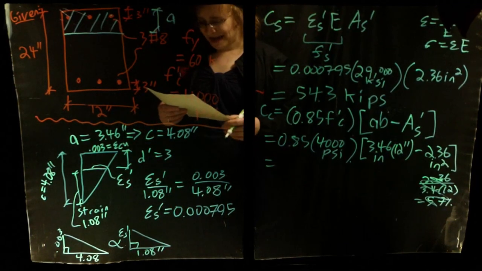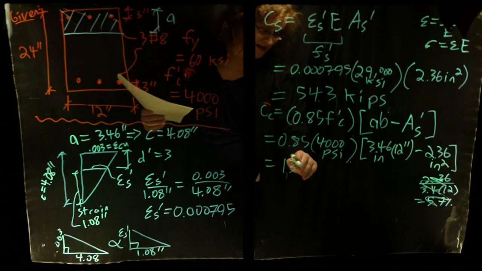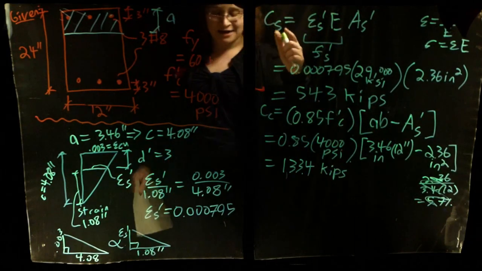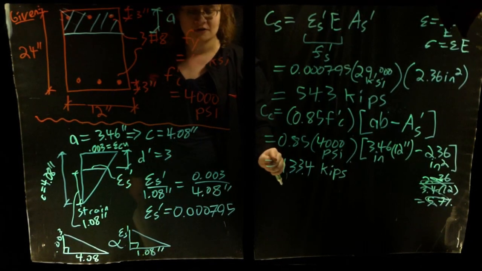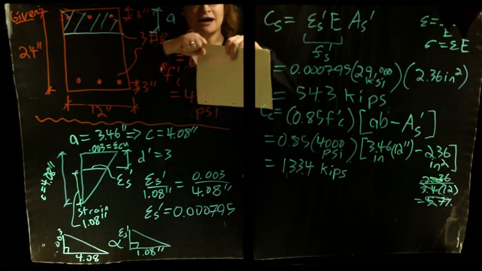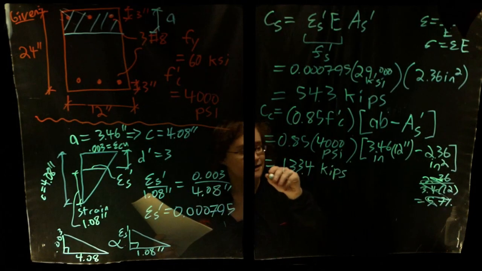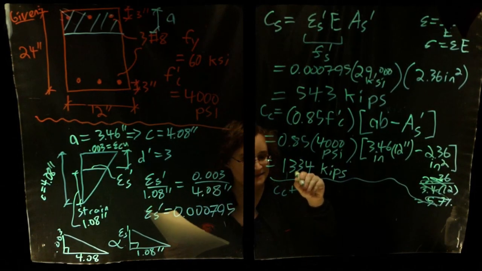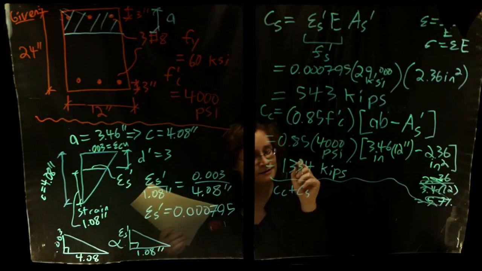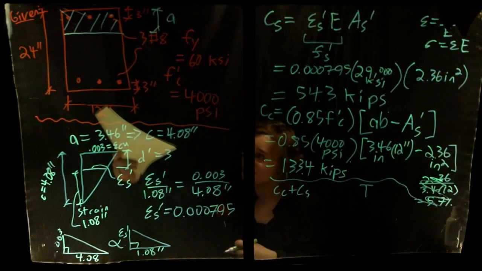But that aside, if I go and multiply that out, I will get a compression force C_C equal to 133.4 kips, if I manage to multiply that correctly. And now I need to see if I'm at equilibrium. I've calculated the compression force in my steel and the compression force in my concrete, and I need to compare that to the total tension force in the tension reinforcement to see if we are in force balance. So I'm going to compare C_C plus C_S, the total force in our concrete Whitney stress block plus the total force in our compression steel, to T, the total force in our tension steel, if that tension steel has yielded.